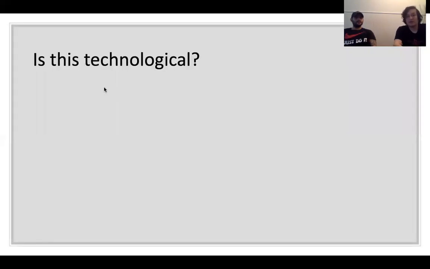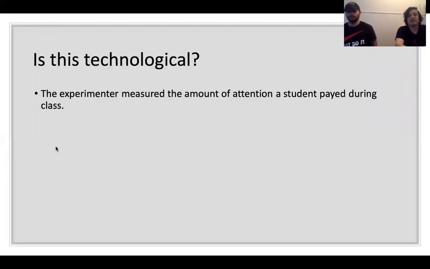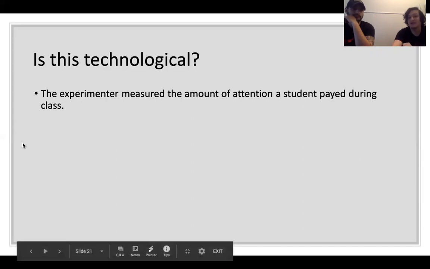So now we're gonna go over some more examples, okay? So the experimenter is measuring the amount of attention a student is paid during class. Is this an example of technological? Maybe. In the way it's written here, I don't think so, right? Because I know that the experimenter is trying to measure attention, but what does that look like? Am I going to be pinpointing the same behavior that he's identifying as attention? Probably not, and I don't know this because he didn't specify. So we want to be more specific with that. So in this case, this would not be technological.